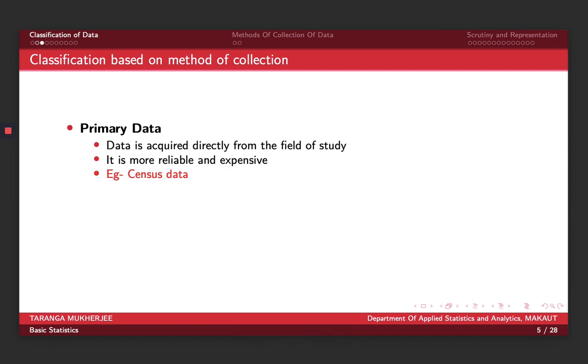The best example is the census data. India conducts census at 10 years interval, but we do not see any census yet in 2021. I think due to the COVID condition, the census haven't been performed. The last census happened in 2011 maybe. Anyway, so that census data is completely a primary data. Okay, the most authentic one.